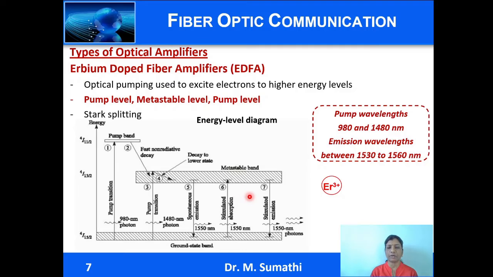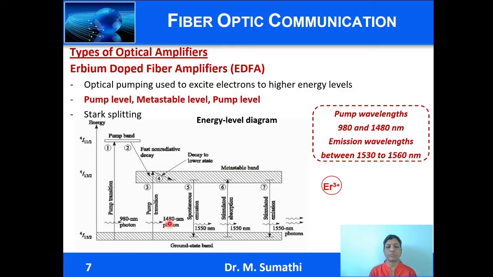A single photon can stimulate multiple electrons, and therefore amplification is possible. It should be seen that the pump level is at a higher energy state compared to the lasing level. So the pump energy should be greater than the signal energy, and we know E is equal to hν. That means the pump wavelength should be less than that of the signal wavelength. So this is pumping at 980 nanometers.